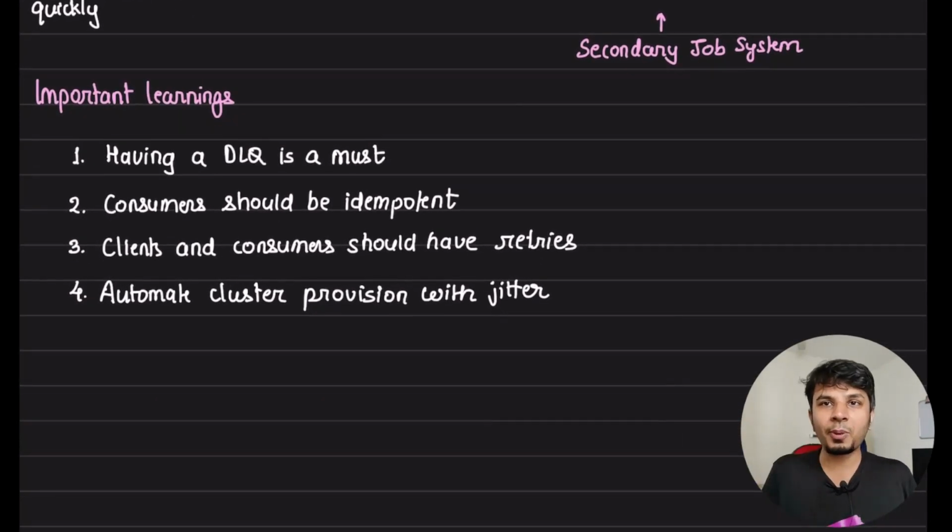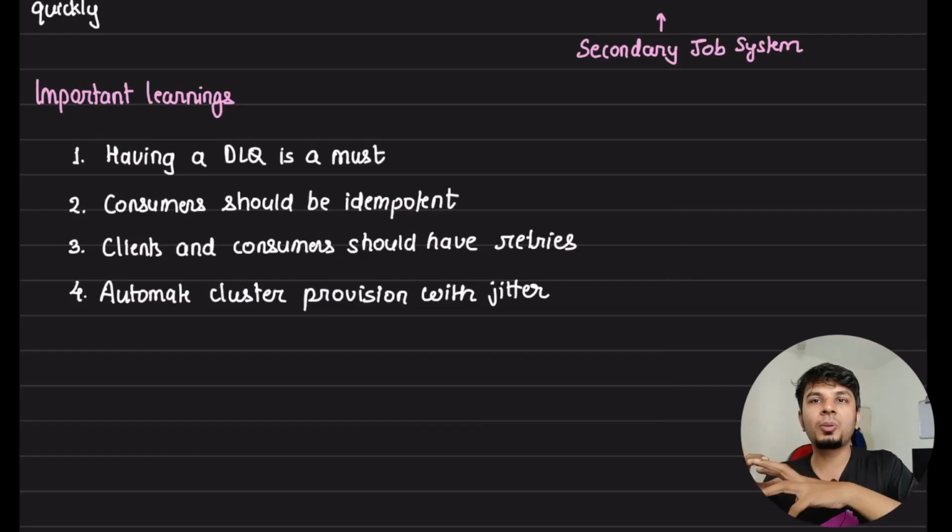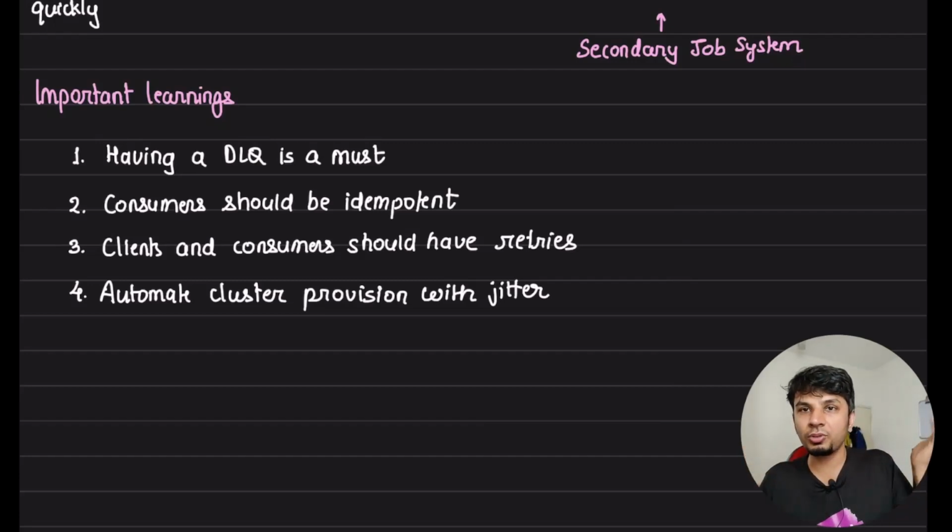Okay, so some important key takeaways to conclude this discussion. First of all, having a dead letter queue is a must. If you are relying only on a single queue, don't do that. What if that queue goes down? What if that broker goes down? Have a dead letter queue so that you have a secondary job processing system and you don't have any data loss. Second point is consumers should be idempotent.